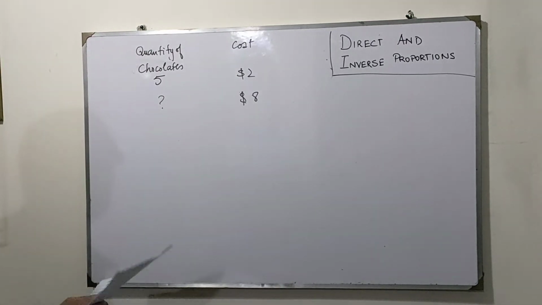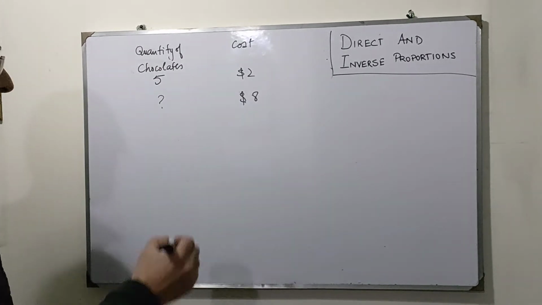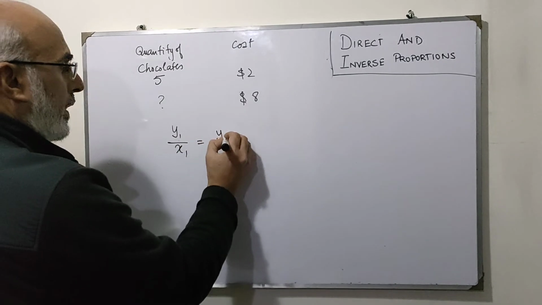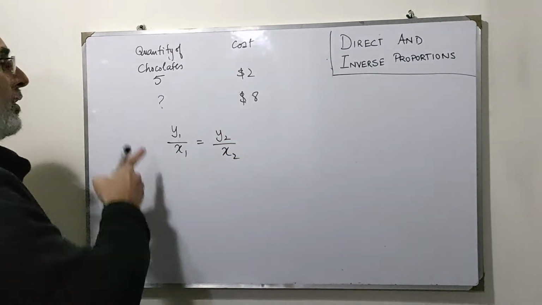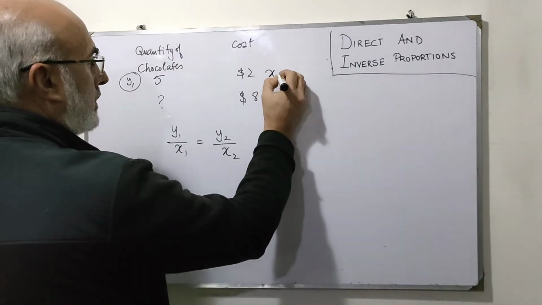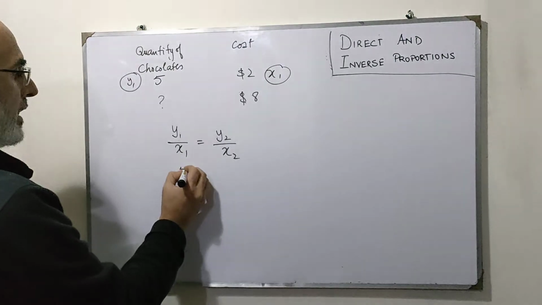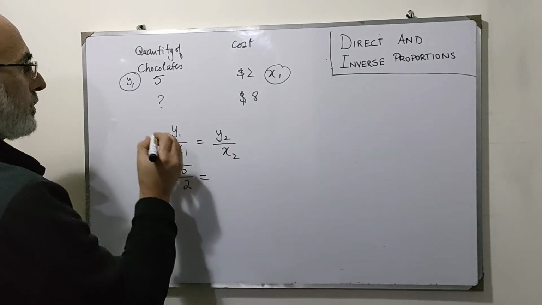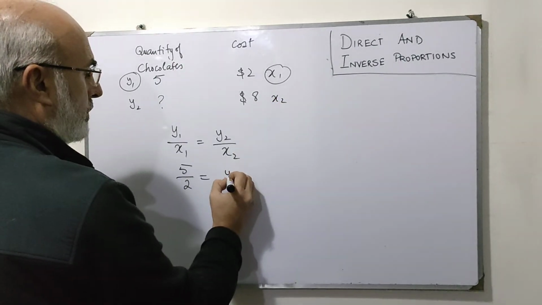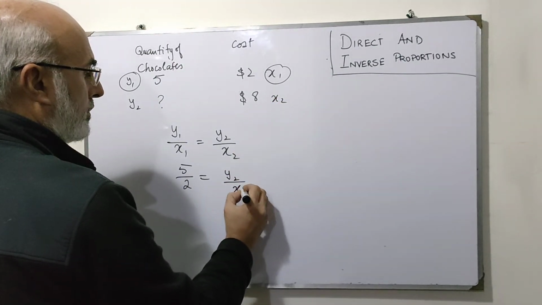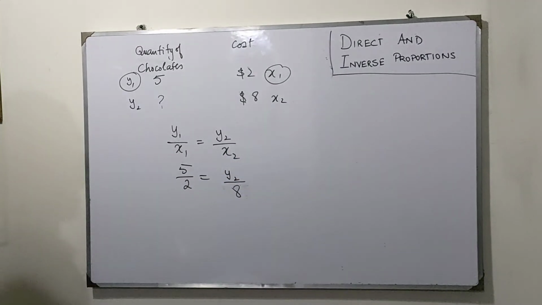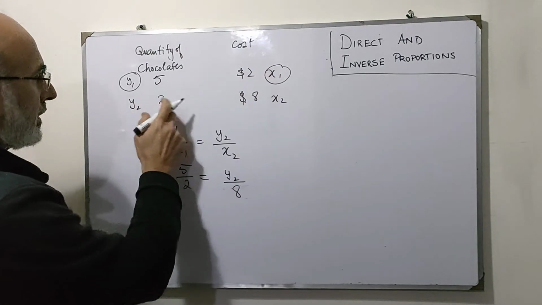And for that, let's apply the same ratios. y1 over x1 is equal to y2 over x2. What is this? y1. What is this? x1. So it is 5 over 2 is equal to, what is this? y2. What is this? x2. So y2 over x2. x2 is known, okay? So we have to find this unknown here.